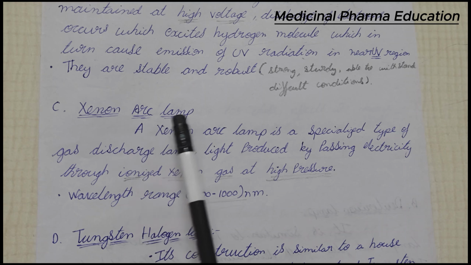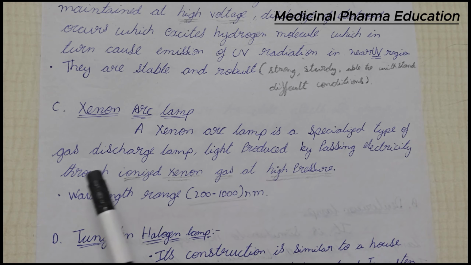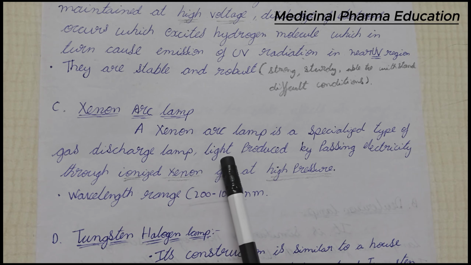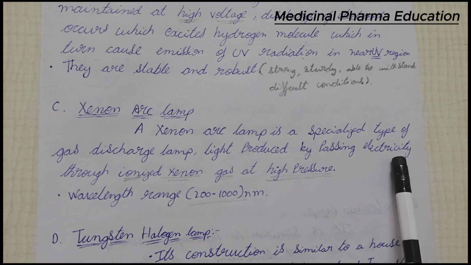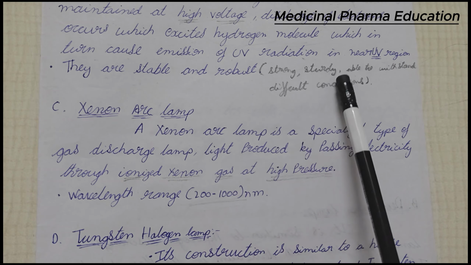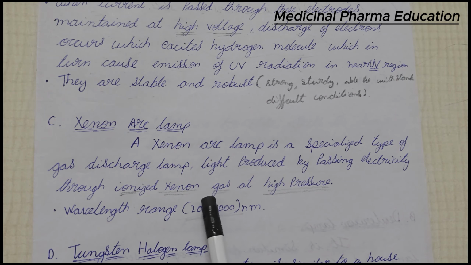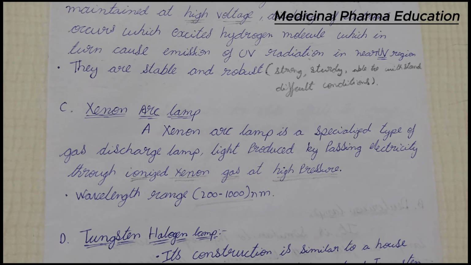Next, xenon arc lamp. A xenon arc lamp is a specialized type of gas discharge lamp. Light is produced by passing electricity through ionized xenon gas at high pressure. The wavelength is 200 to 800. This is the same concept. Here it contains xenon gas in the place of hydrogen. That is the difference. I think you have understood.